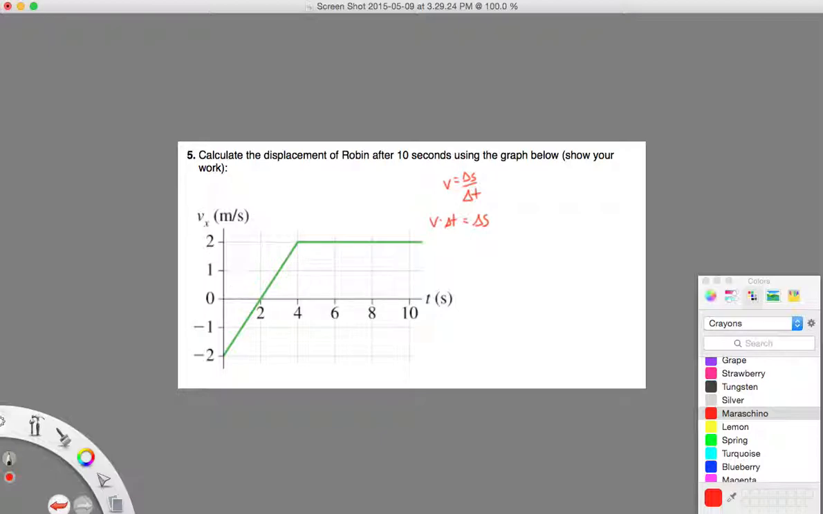So to know this person's displacement, you need to find v times delta t over this entire time span here. Well, v times delta t, this whole axis is v, that's the velocity. So velocity times delta t right here is going to be this axis times this axis. That turns out to be this area under the curve.